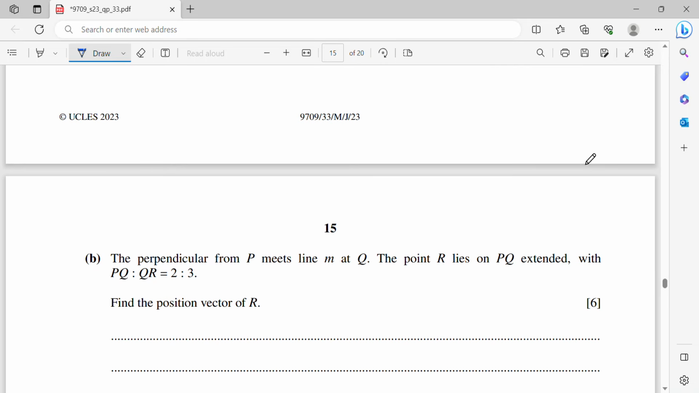Okay, now part B. The perpendicular from P meets line M at Q. The point R lies on PQ extended with PQ ratio. The ratio of PQ to QR is 2 to 3. Find the position vector of R.